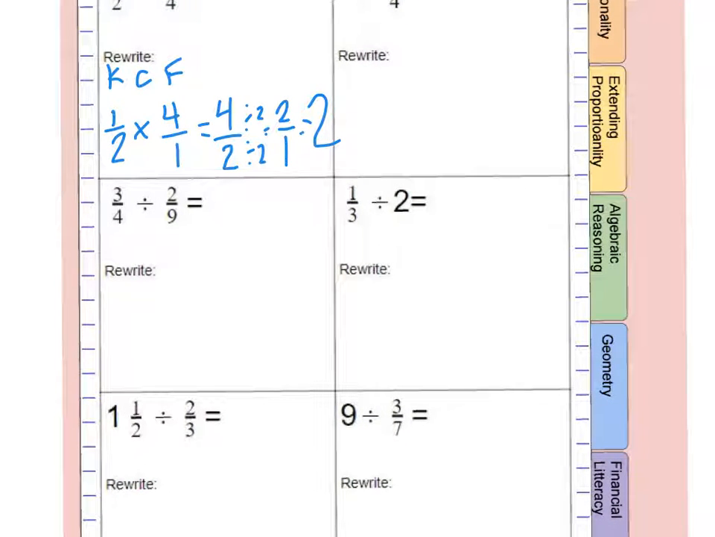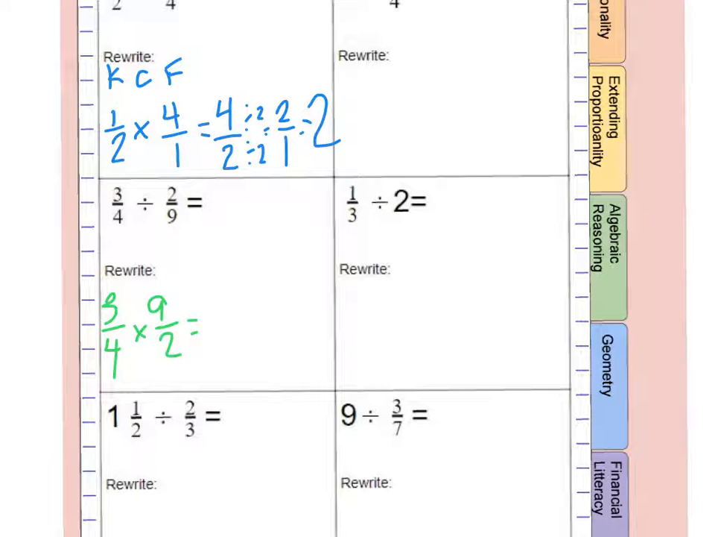All right, moving on to our second one here. On our second one, we're going to do the same thing. So we're going to keep the first one. So keep 3/4. Change division to multiplication, and then flip our second fraction. So it's going to be 9 over 2 instead of 2 over 9. Okay, then we are going to multiply straight across.